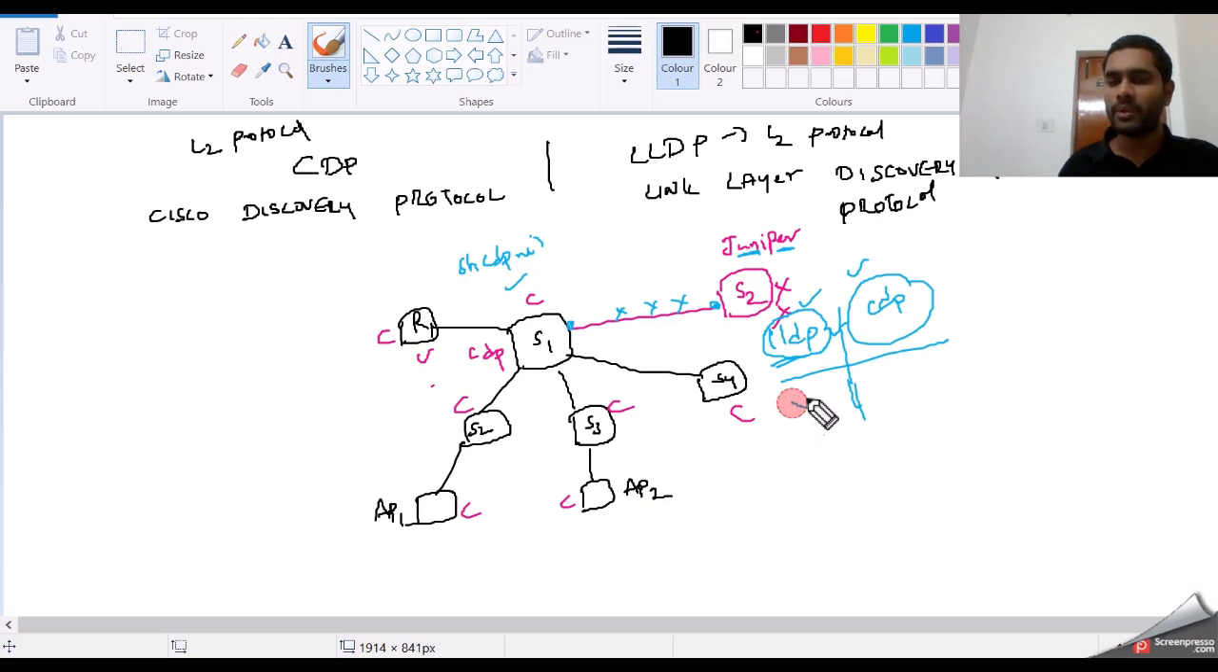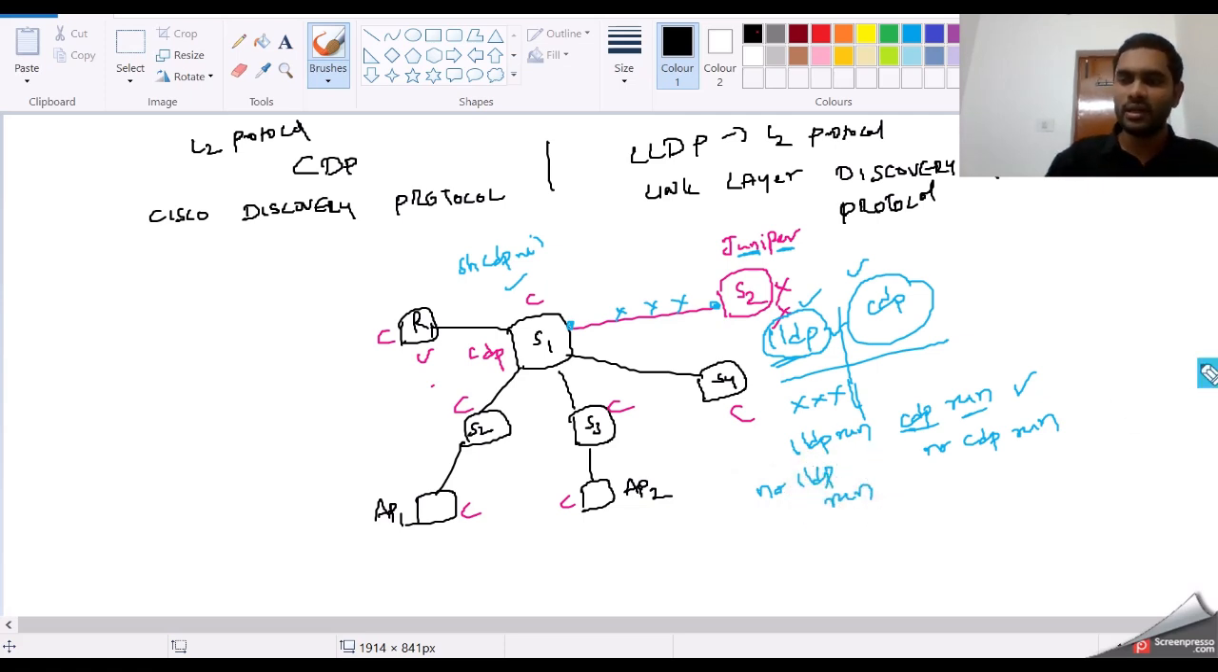LLDP by default will not be available. You need to run it on the switches using the command lldp run. CDP is enabled by default on all the switches, but if you would like to run it you can type cdp run, and if you would like to disable it, we can simply type no cdp run. Here also, to disable it, we simply type no lldp run.